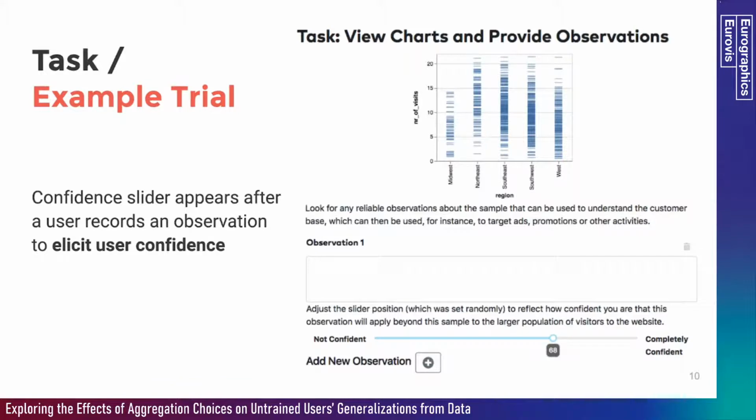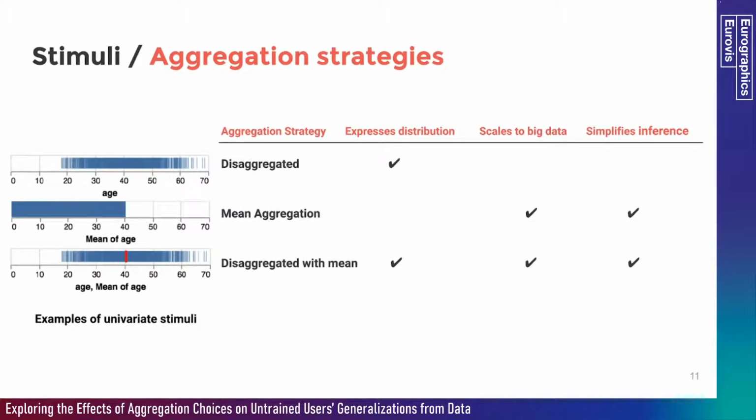To decide on what aggregation strategies to test, we considered various distributional summary charts, such as box plots, multiple types of density plots, and multiple types of summaries, such as sum or mean aggregation. Review of prior work in visualization systems suggested that expressing distributions, scaling to big data, and simplifying inference are criteria that visualization system designers might consider, helping us narrow our chosen representatives. We ended up ruling out approaches that require training to read, such as box plots, and ultimately decided on a disaggregated condition, a mean aggregation condition, expecting visualization users to be more familiar with reasoning about averages, and a disaggregated with mean condition to examine trade-offs between prior conditions.